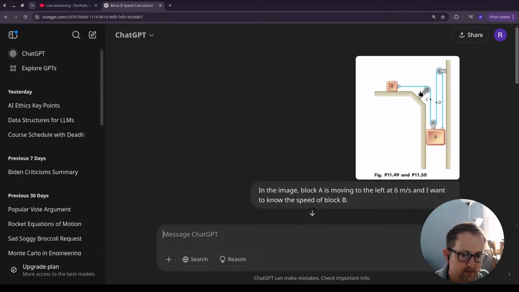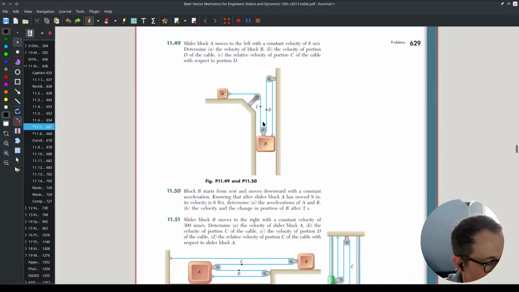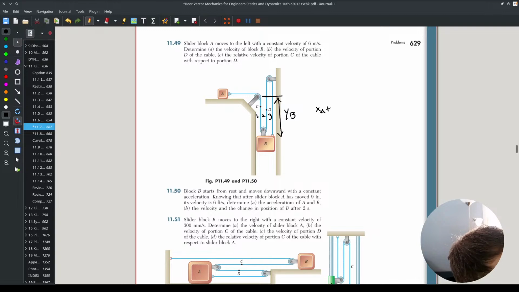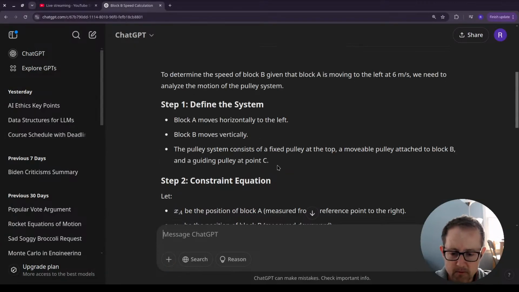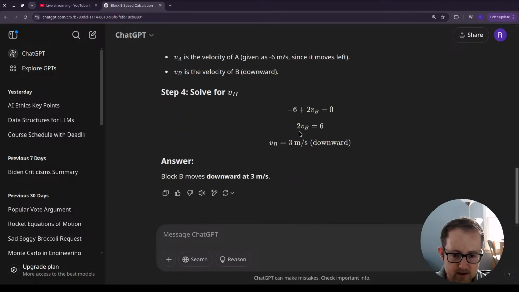If I come back into this and say that this distance is YB, I've got 1, 2, 3 chords. So XA plus 3YB equals constant. All right, so let's come back in. Maybe we can give it a little bit of extra information, because it's on the right track, right?